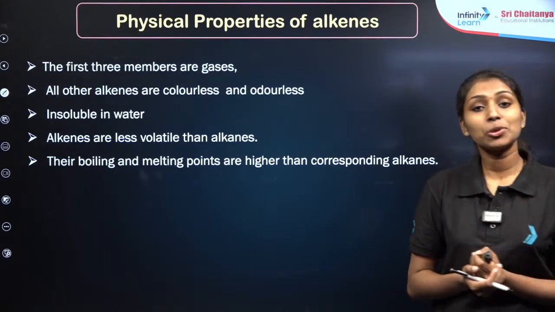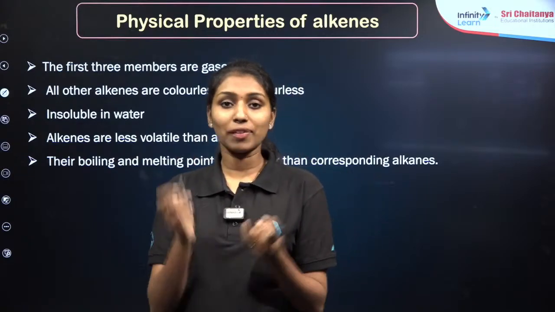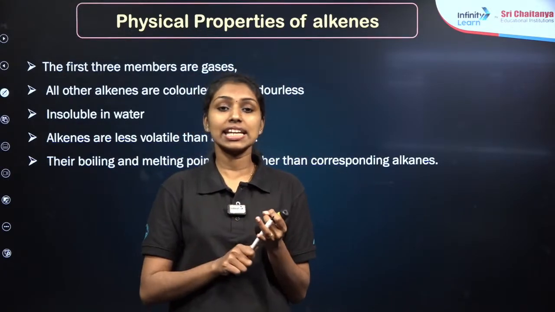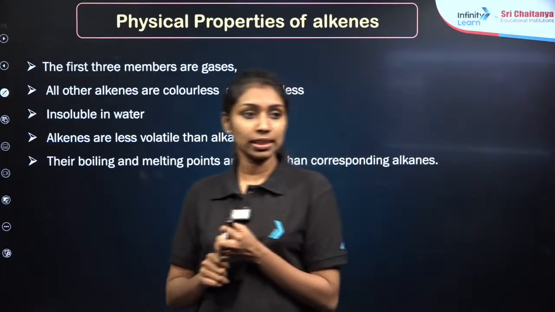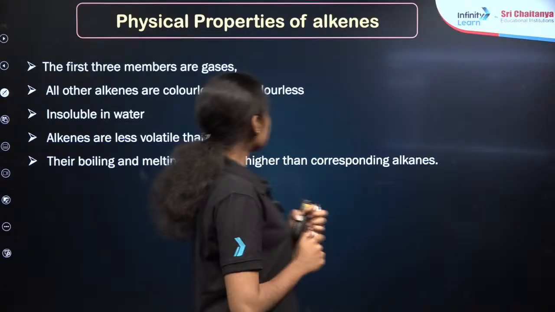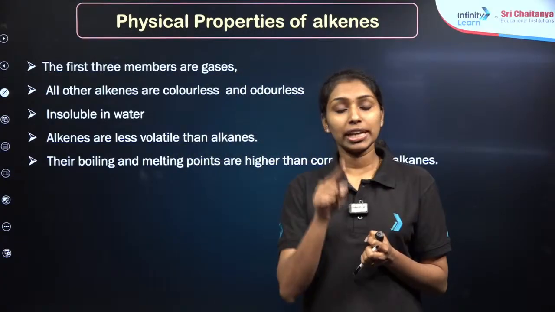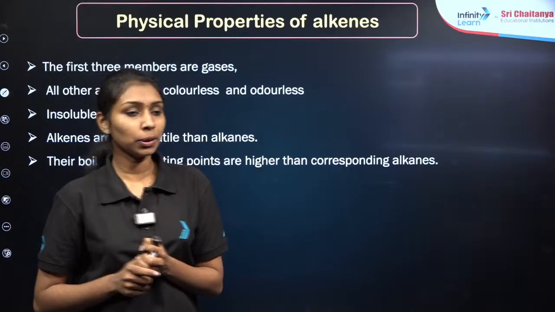Now let's directly talk about the physical properties of alkenes. We have to study the solubility, physical state, boiling point and melting point. Here we can already see that there will be different members. What are the first three members in the alkene group?